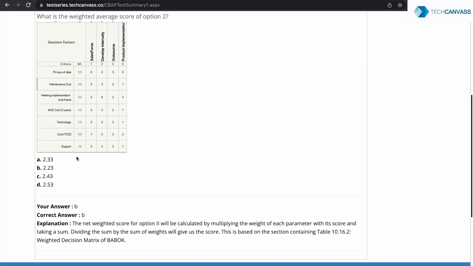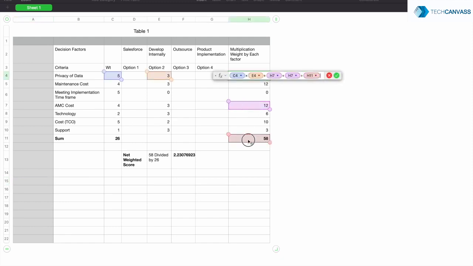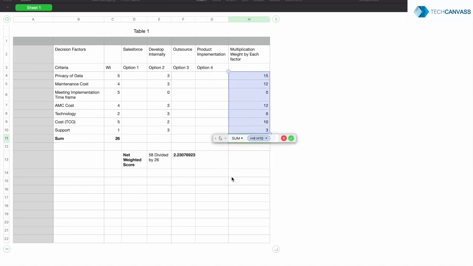Let's look at it in an Excel sheet as well. So basically you need to look at these numbers, the weights, and the options, and the question is being asked on option 2. So do the multiplication by each of these, which comes out like this, and do the sum of all the weight multiplications, then the sum of each of these weights, and simply divide, in this example, 58 by 26, and we come up with the answer as 2.23.